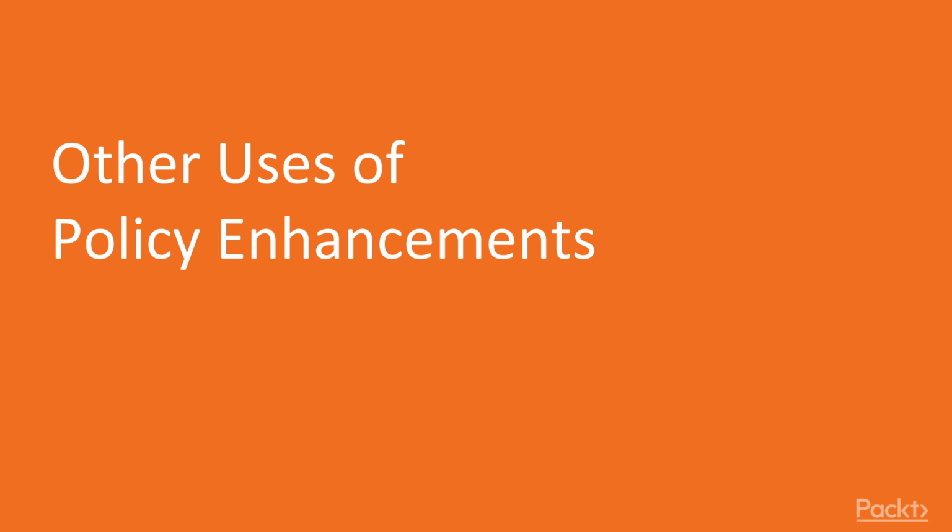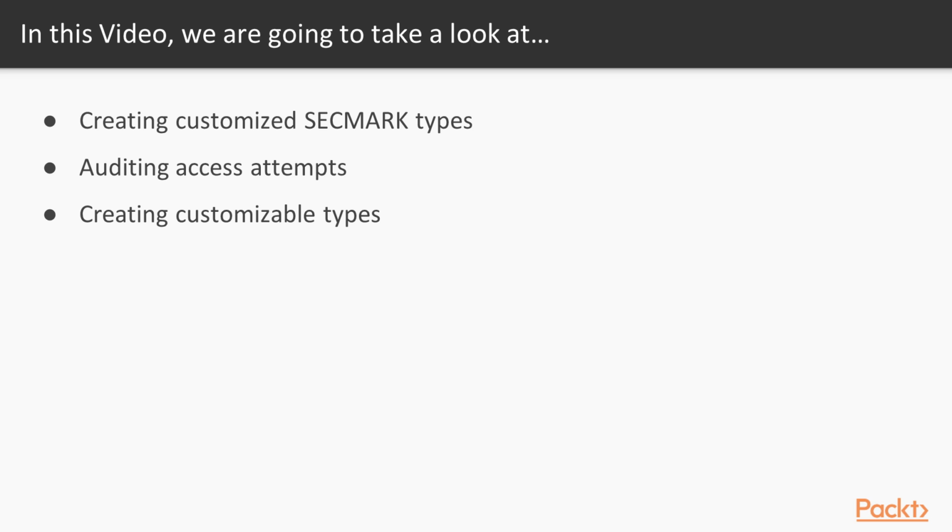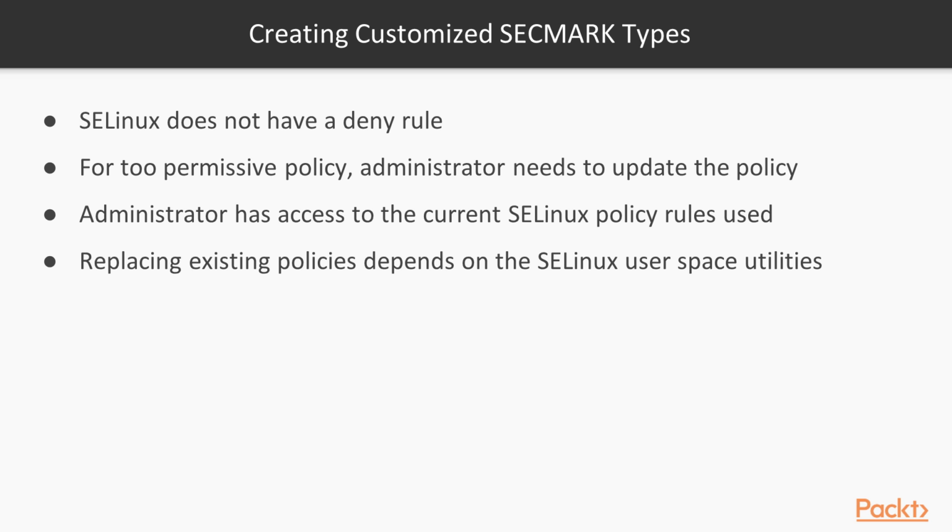We're now at the last video of this section, other uses of policy enhancements. In the previous video, we learned how to replace existing policies. In this video, we'll first create customized SECmark types and see how to audit access templates. Lastly, we'll learn to create customizable types. Let's start by creating customized SECmark types.